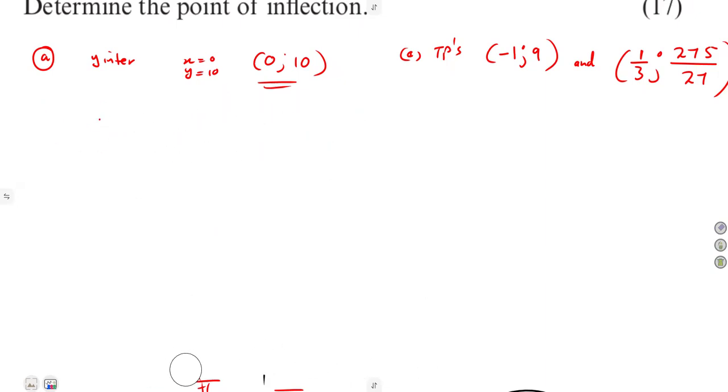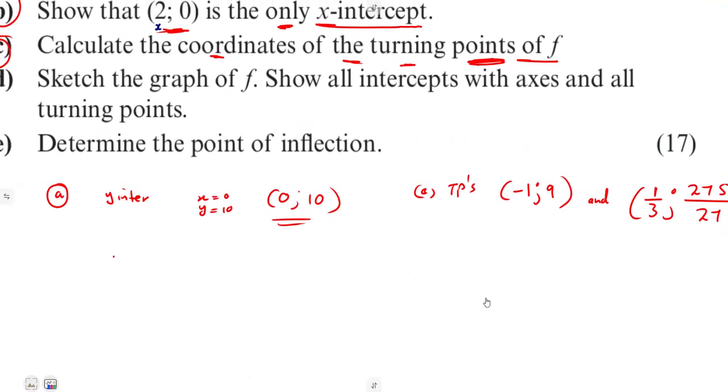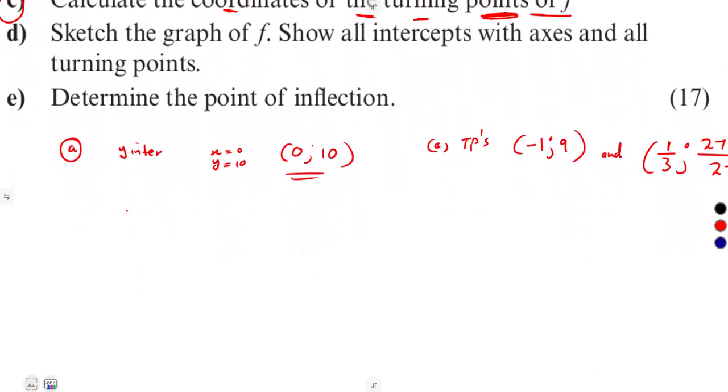All right, let us try to have our sketch here. With the information that we have, what are we going to end up with? That's D, so that's our D here. Remember, our f of x is given as negative x cubed minus x squared plus x plus 10.